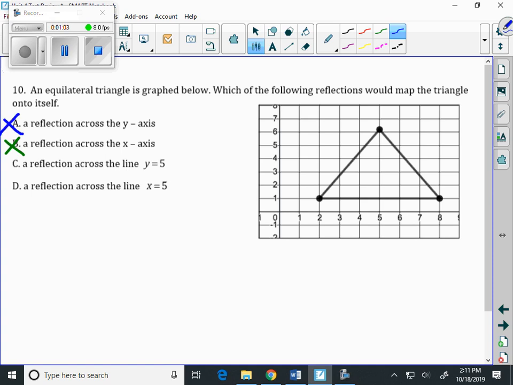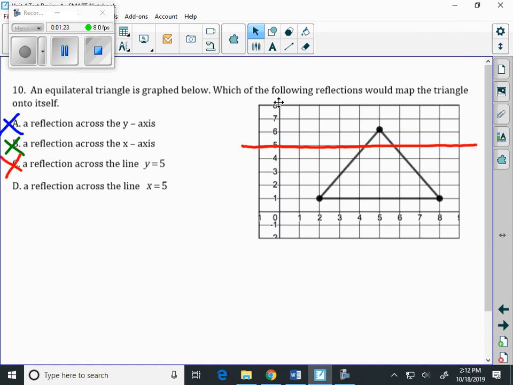So a reflection across the line y equals 5. Well, y equals 5 is this. And again, clearly the top part of the triangle is not going to land onto the bottom of the triangle. And we want this to map back onto itself.